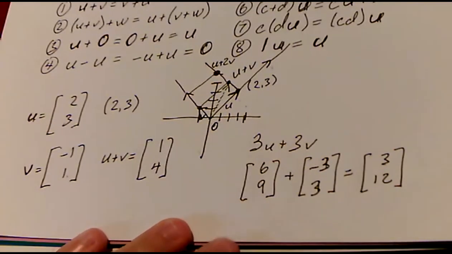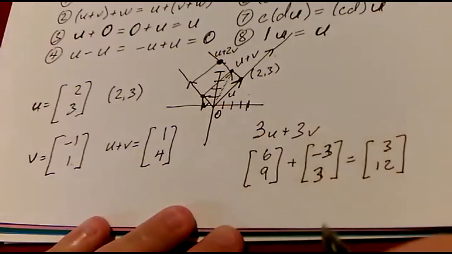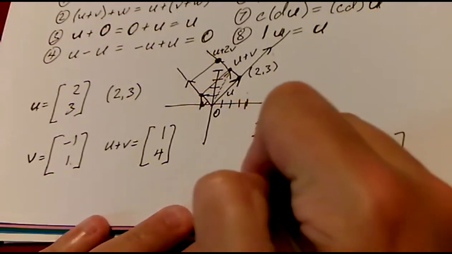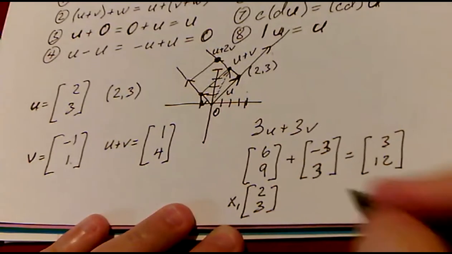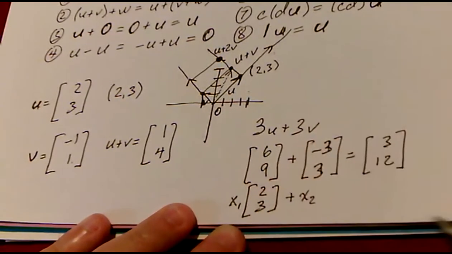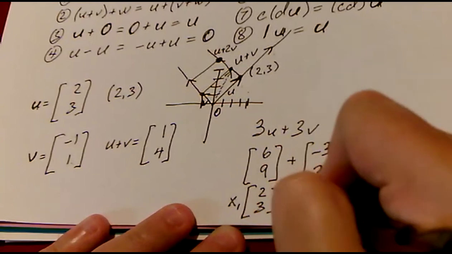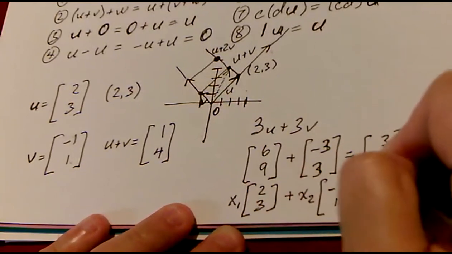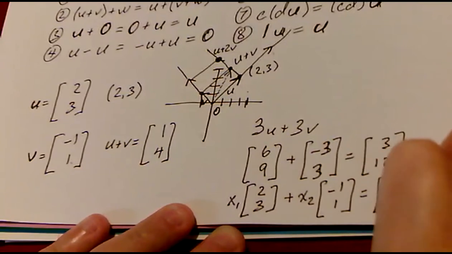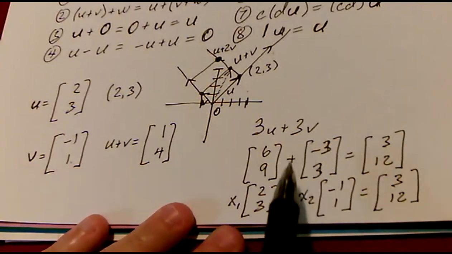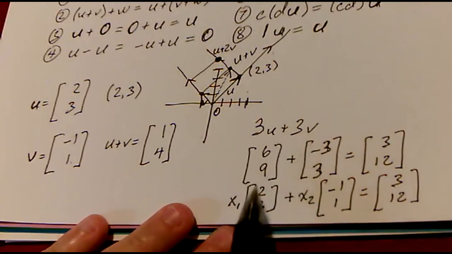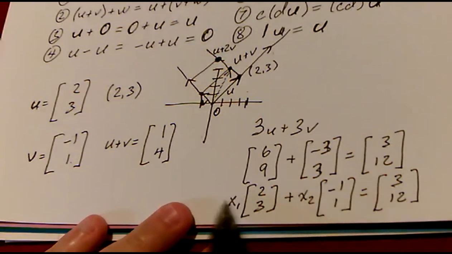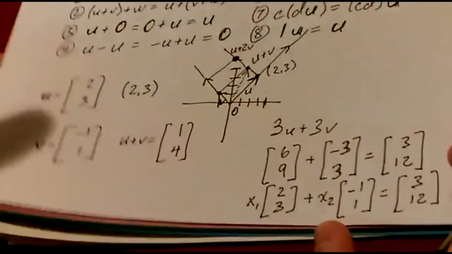So I want to think about this in terms of a linear system, though. So instead of putting 3 here, let's call this a variable x1. My vector u is still 2, 3. And then let's call this a variable, say x2, and my vector here is still -1, 1. But I still want this to equal 3, 12. Now, I know from what we've already done before that these values are 3 and 3. If I put 3 here for x1 and 3 here for x2, it will satisfy this equation. But ultimately, this corresponds to a system of equations.